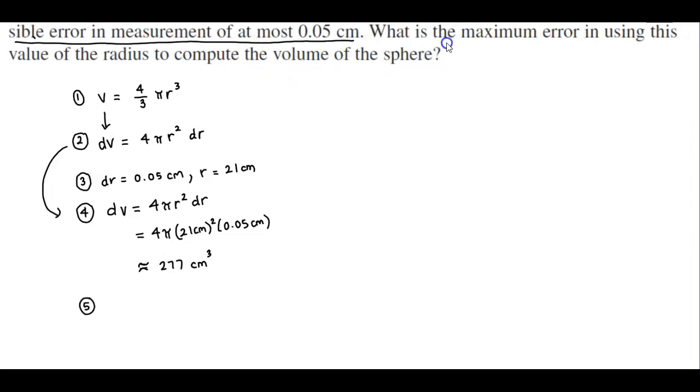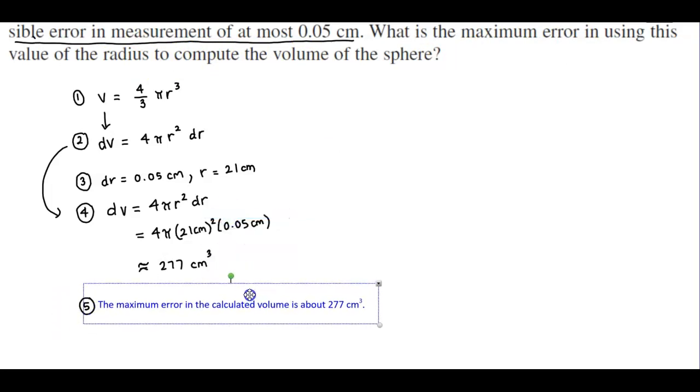So it says here, what is the maximum error in using this value of the radius to compute the volume of the sphere? Well, we can say that the maximum error in the calculated volume is about 277 cubic centimeters.